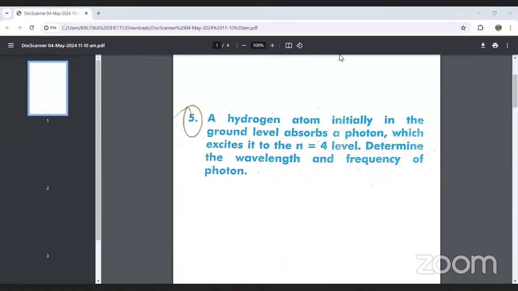Good morning, students. So we are discussing the numericals on atoms chapter. Yesterday we discussed a few. Let us continue with the numericals. Today's question is: a hydrogen atom initially in the ground level absorbs a photon which excites it to the n is equal to 4 level. Determine the wavelength and frequency of the photon.